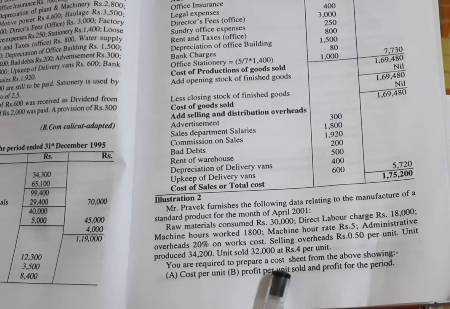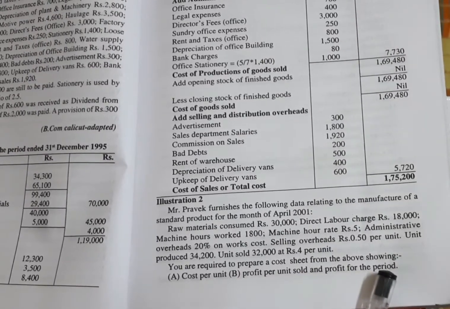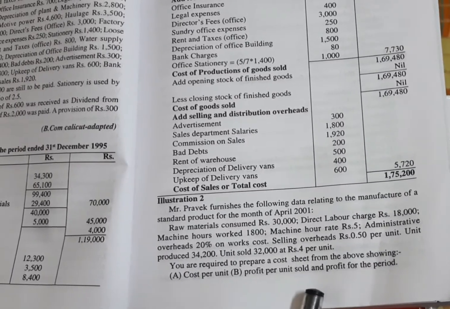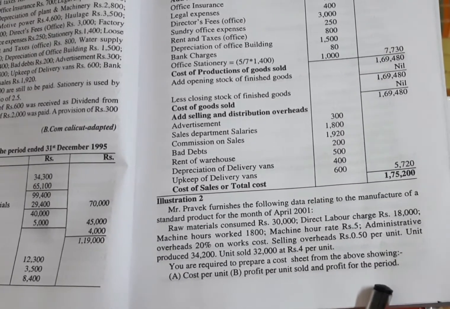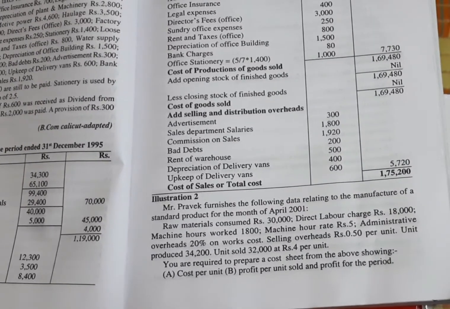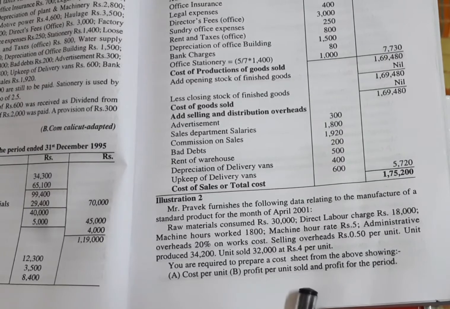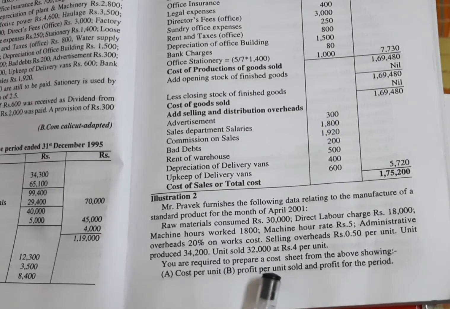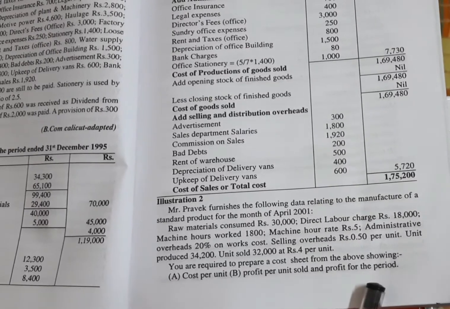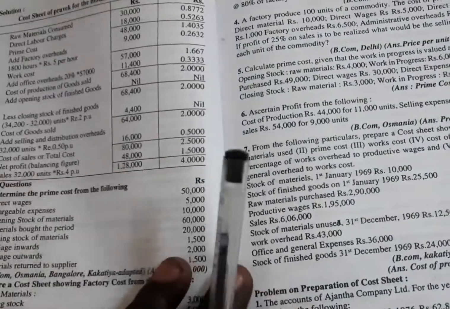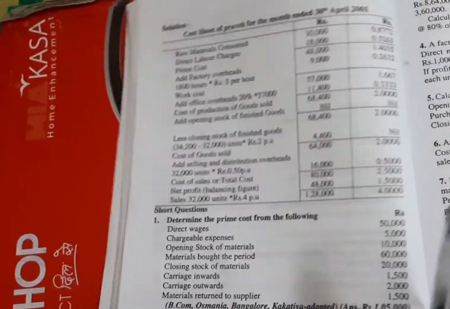You are required to prepare a cost sheet from the above showing first cost per unit, profit per unit sold and profit for the period. So we have to find first cost per unit. Next, we have to find profit per unit, how many units you sold, and the total profit for the period. So now we will see one by one. So how to solve this problem?